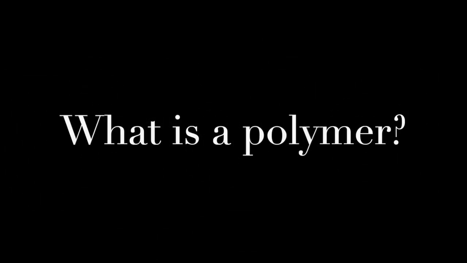synthetic polymer called polyurethane. Before we get into polyurethane, let's take a step back and look at what a polymer is. A polymer is a large molecule, otherwise sometimes called a macromolecule, that's composed of repeating smaller units called monomers. And these monomers link together to form what's called a polymer.